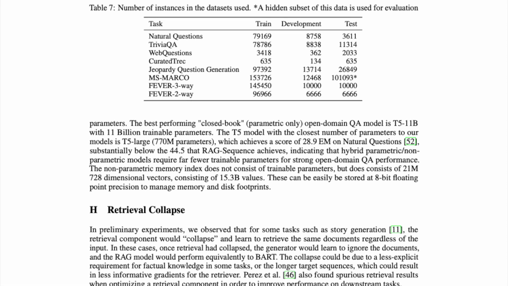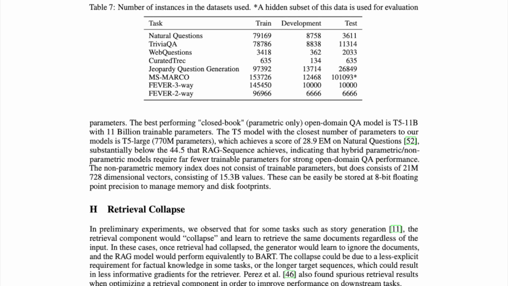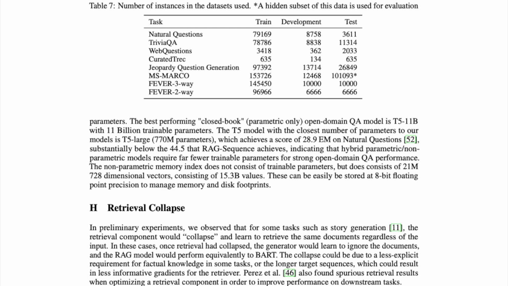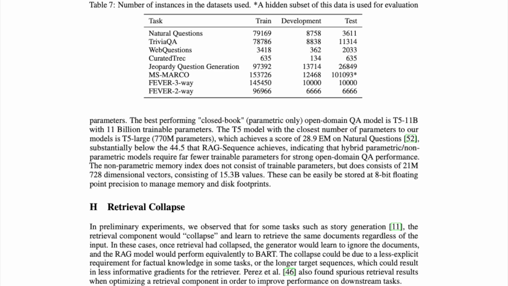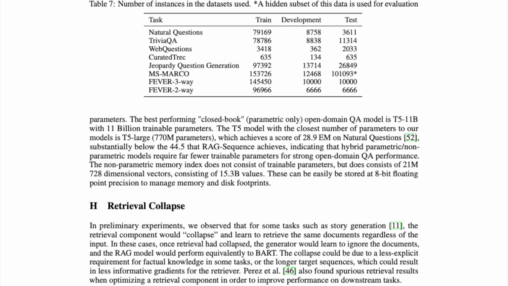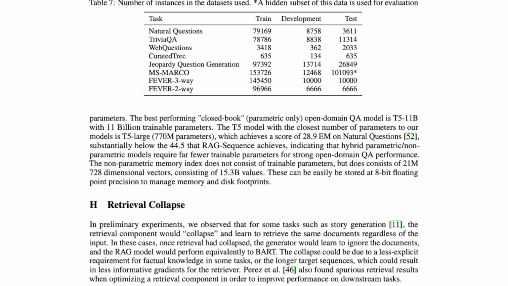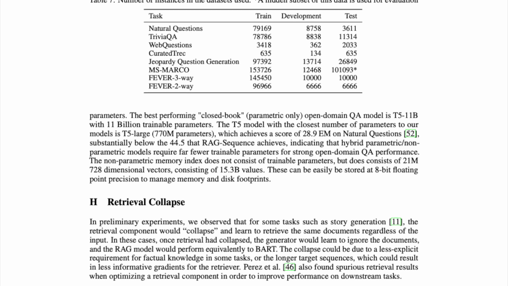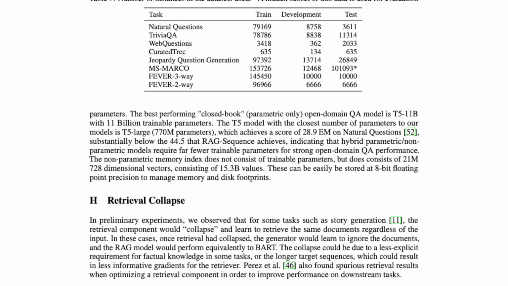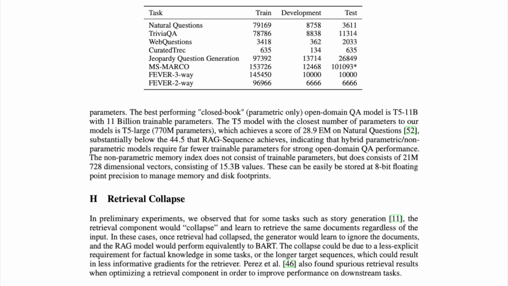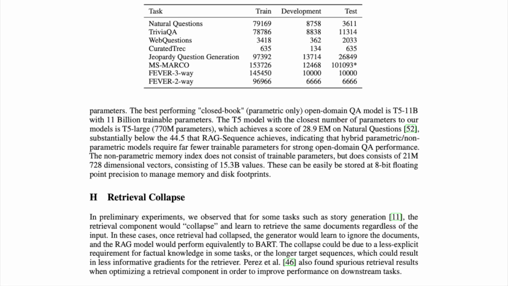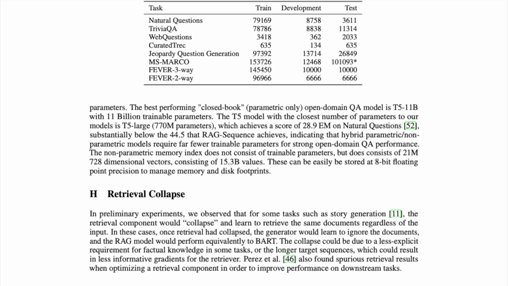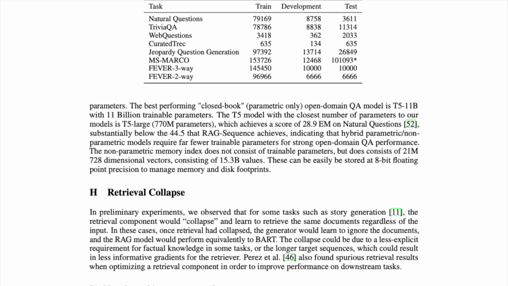The best performing closed book, parametric only, open domain QA model is T5-11B with 11 billion trainable parameters. The T5 model with the closest number of parameters to our models is T5-large, 770M parameters, which achieves a score of 28.9 EM on Natural Questions, substantially below the 44.5 that RAG-Sequence achieves, indicating that hybrid parametric non-parametric models require far fewer trainable parameters for strong open domain QA performance.